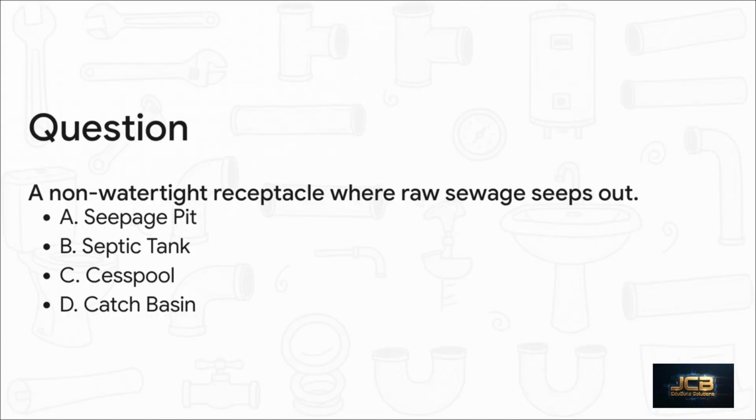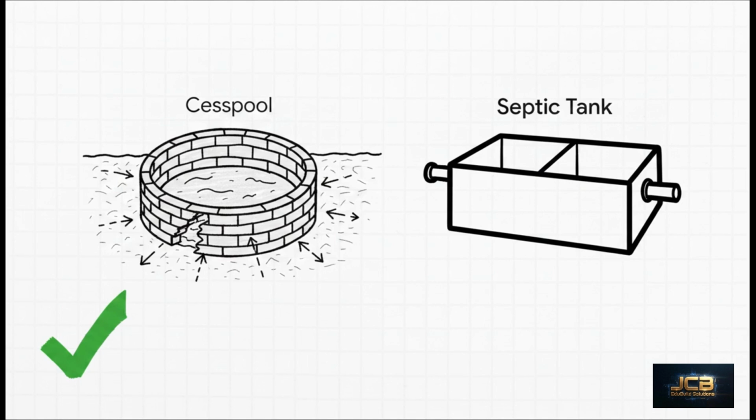Okay, let's talk about waste disposal. A non-watertight receptacle in which raw sewage is discharged that seeps through the sides and the floor. What are we talking about here? A, seepage pit. B, septic tank. C, cesspool. Or D, catch basin. And the correct answer is C, cesspool.